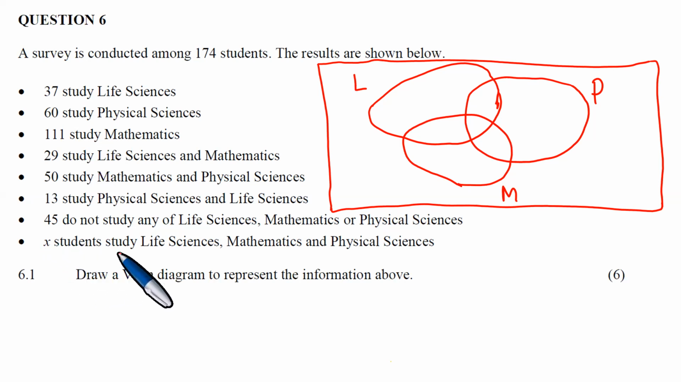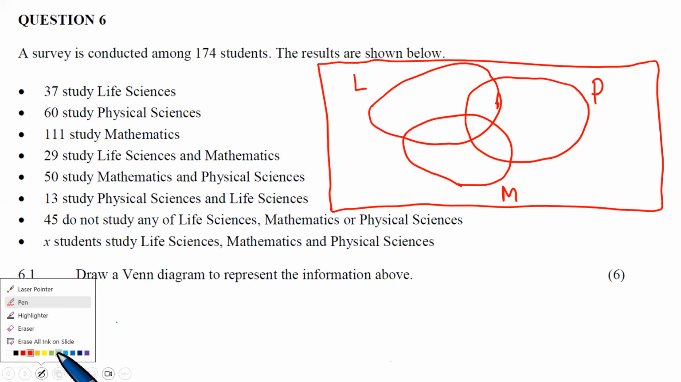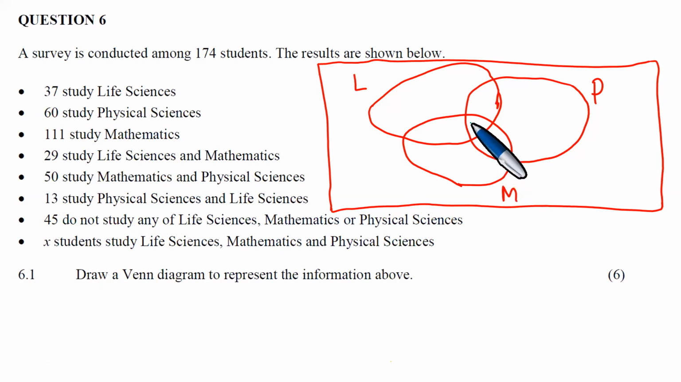X students study life sciences, mathematics, and physical sciences. Okay, this is the most important thing. So X students would study those, right? So let's look at X students. X students will study life sciences, mathematics, and physical sciences. So X are here where all these events intersect.